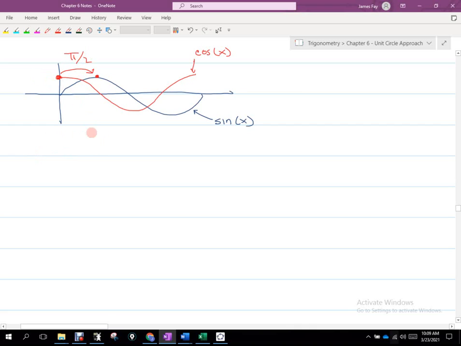So what we can do is say that the sine function would be the same thing as the cosine moved to the right pi over 2 units, right?